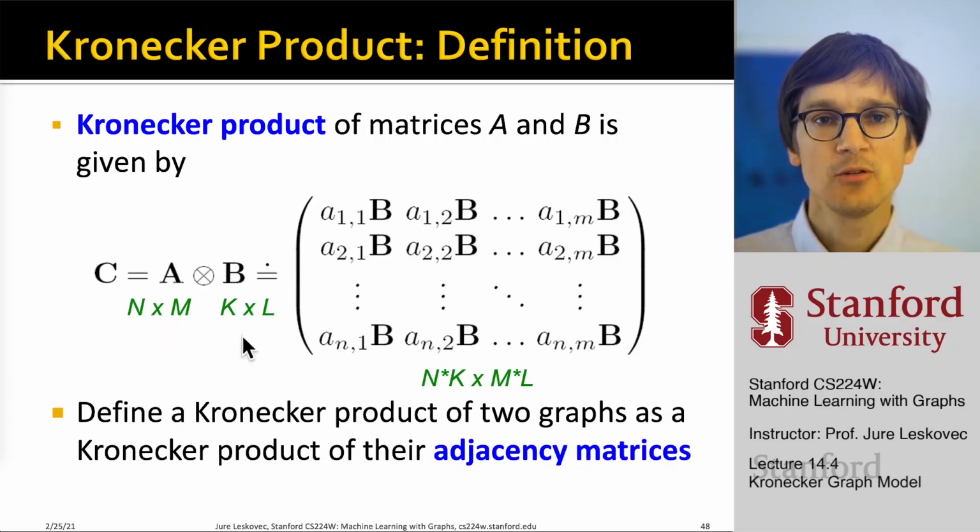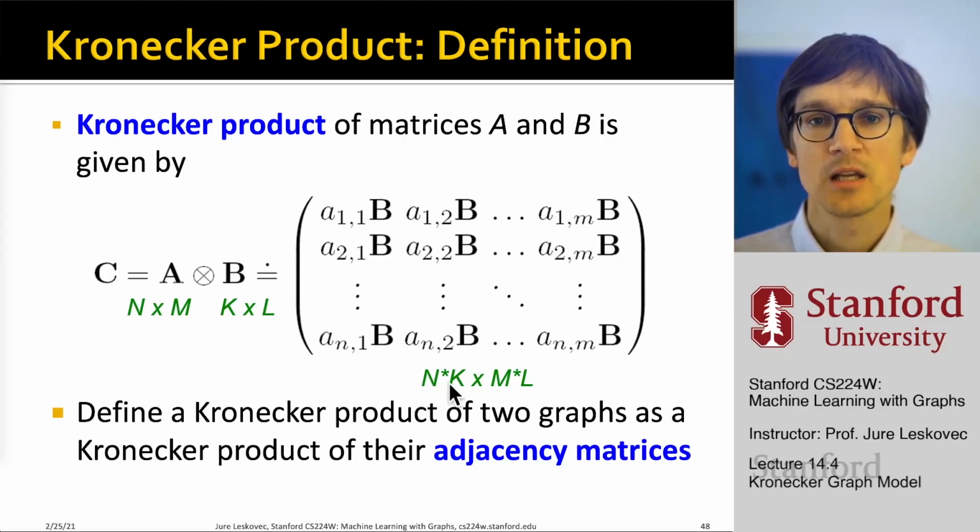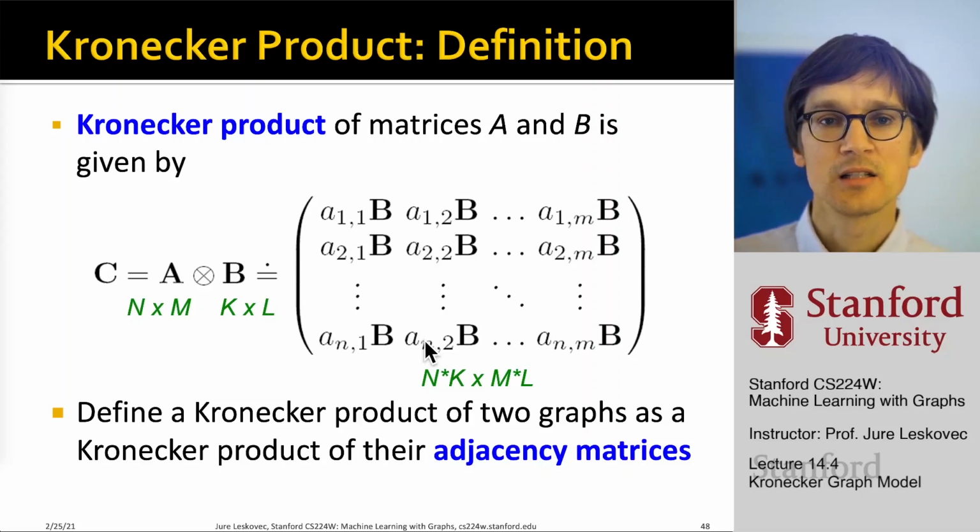This means I can take two matrices, A and B, that have different sizes, and the size of their Kronecker product will be the product of the sizes. So if matrix A has n rows and matrix B has k rows, then the number of rows of the product will be n times k, and the same for columns. And the product is simply you take B and you put that entire matrix into every cell of matrix A and multiply with the entry at that cell.